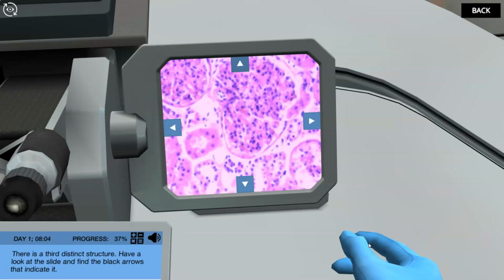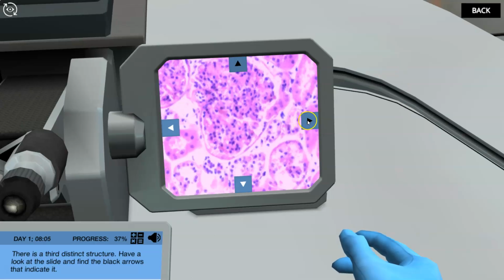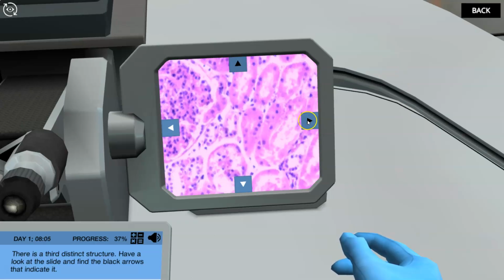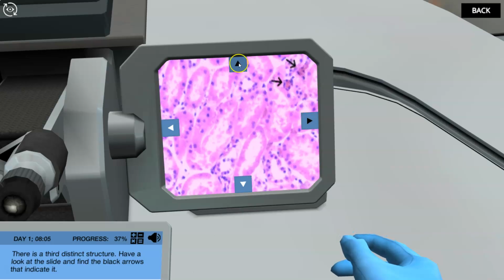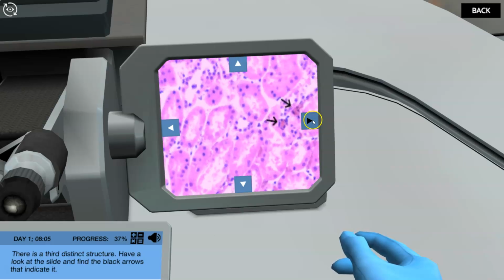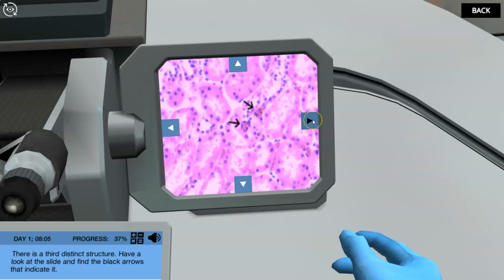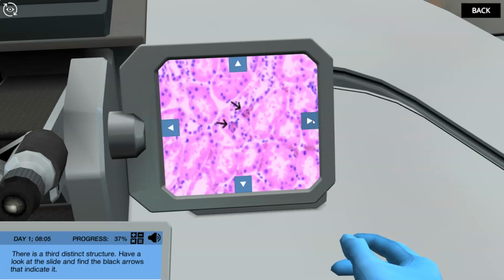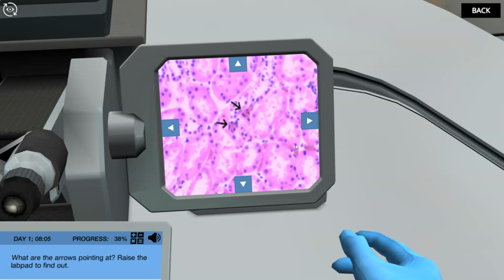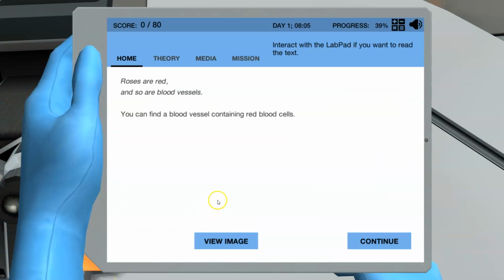There is a third distinct structure. Have a look at the slide and find the black arrows that indicate it. What are the arrows pointing at? Raise the lab pad to find out. Roses are red. And so are blood vessels. You can find a blood vessel containing red blood cells.